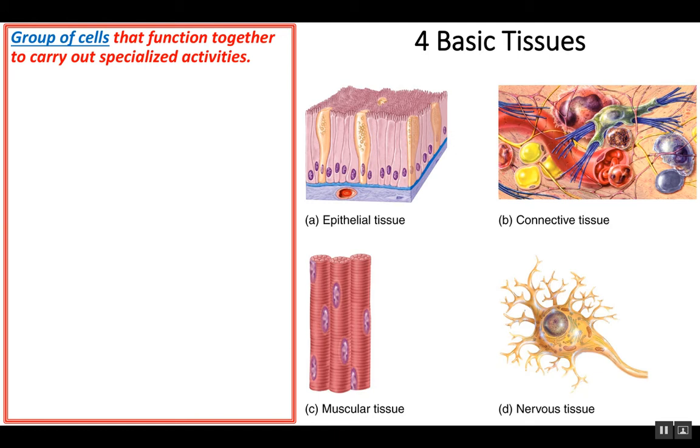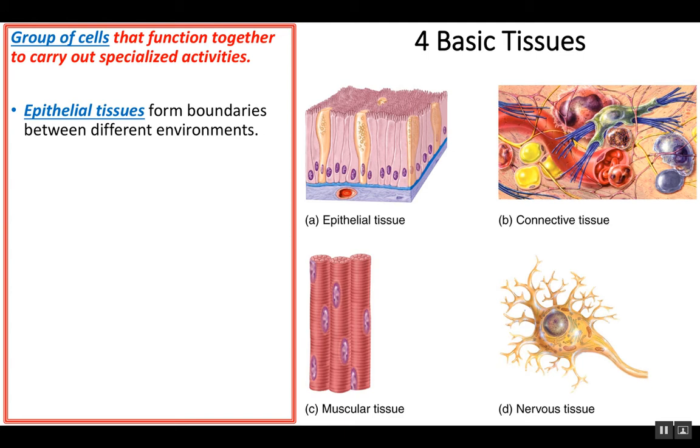So first of all, by definition, a tissue is a group of cells. This group of cells function together to carry out specialized activities. So specialized activity means a function. There's a specific function for these cells. The 4 basic types include epithelial tissue, connective tissue, muscular tissue, and nervous tissue. To better understand tissues, you got to first know the general idea of each of these 4.